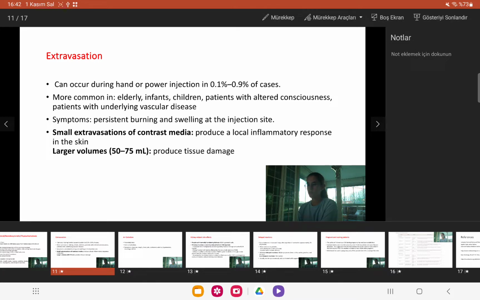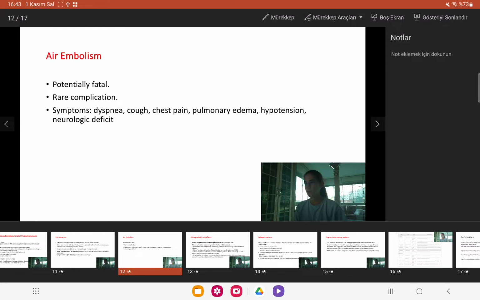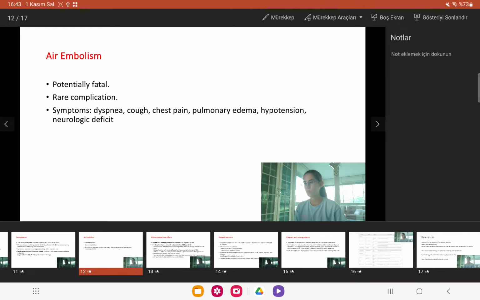Small extravasations of the contrast media result in the production of a local inflammatory response in the skin. Larger volumes of extravasation can produce tissue damage. Although it is a rare complication, aeroembolism can also result due to ICM, and it could be potentially fatal. The symptoms include dyspnea, cough, chest pain, pulmonary edema, hypotension, and neurologic deficit.